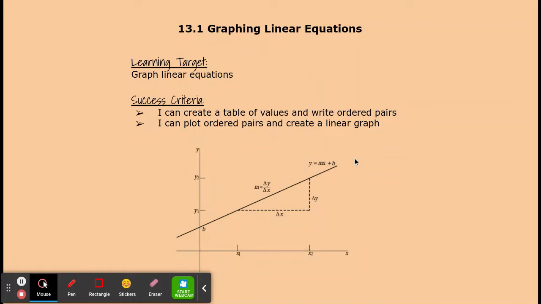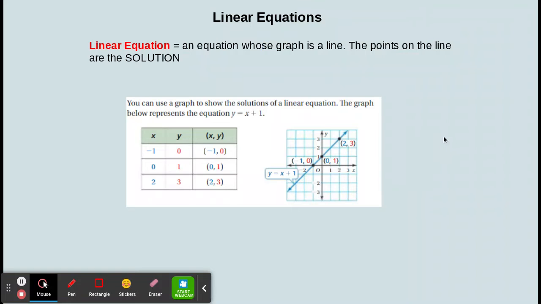13.1 Graphing linear equations. A linear equation is an equation whose graph is a line, and the points on the line are the solution. So here we have a line that represents the equation y equals x plus 1. All the points on this line are a solution to that equation, meaning if I chose x equals negative 1, that would mean that y should be 0, and that's in fact what it is. So this is the solution to that equation.